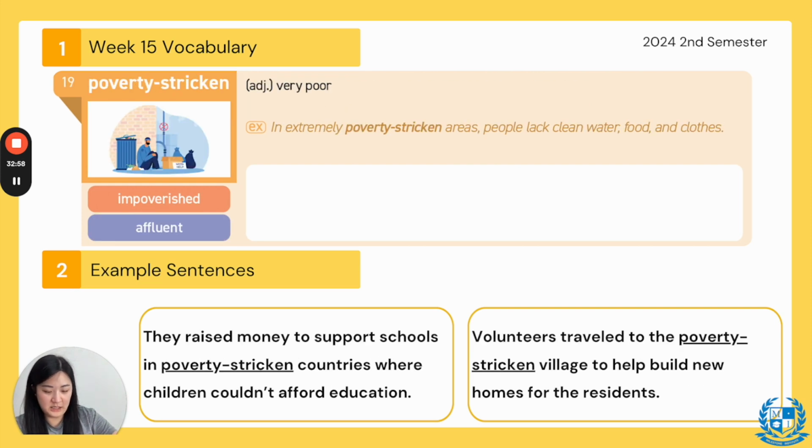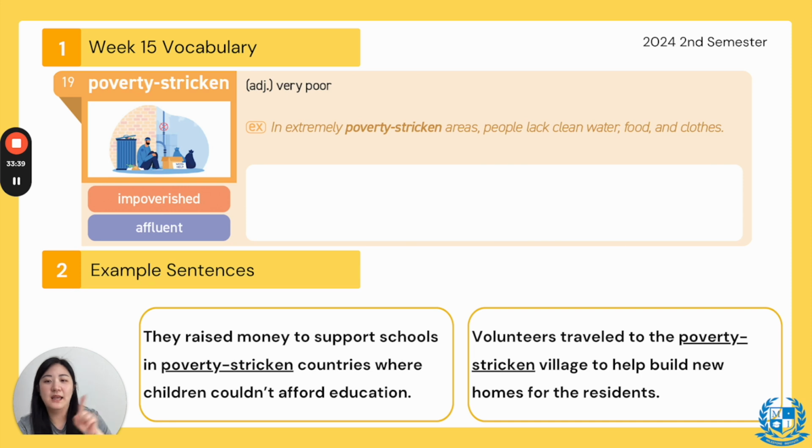And 19 on the next page, everybody. Repeat after me and say poverty-stricken. Poverty-stricken. The synonym is impoverished, and the antonym is affluent, which means really rich. So the opposite of really rich would be, yes, the definition, very poor. It's an adjective. And let's read our example sentence together. In extremely poverty-stricken areas, people lack clean water, food, and clothes. Meaning in very, very poor areas.